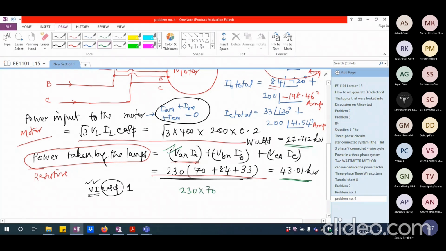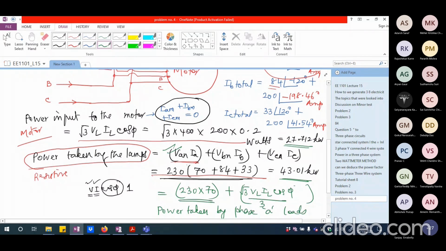230 multiplied by 70 plus whatever I have calculated as root 3 VL IL cos phi for the motor divided by 3. That's it. That will give me power taken by only phase A. Phase A loads, still it will work, because this is balanced, there is no problem. Even if this is unbalanced, we have only V multiplied by I because cos phi is 1. No problem.